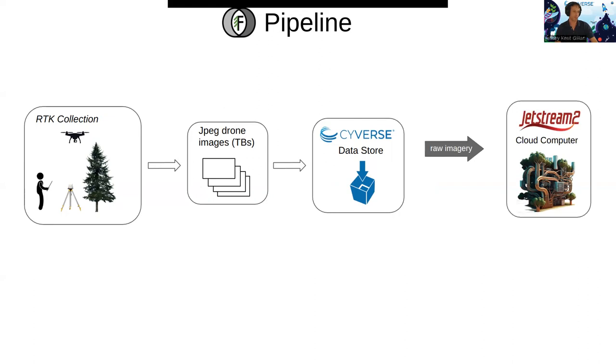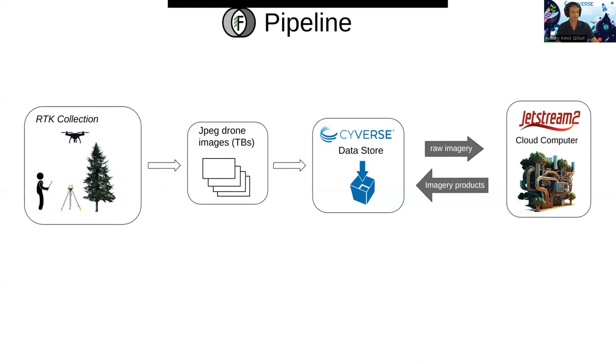In this case, we are primarily using Jetstream 2, which is specific for NSF-funded science. So we can move all the raw imagery over to Jetstream 2. And within Jetstream 2, we can do all of our photogrammetry processing in a parallel distributed way. We can do all our machine learning and classification algorithms. And once we've done all of our processing and analysis, we're going to take our imagery products and put them back in the CyVerse data store and then make them available.